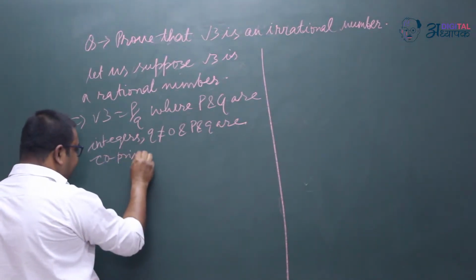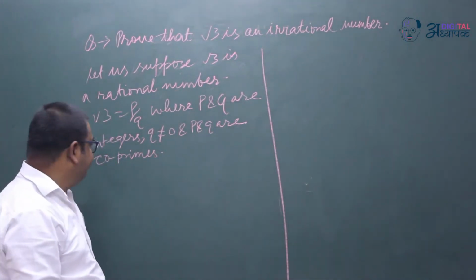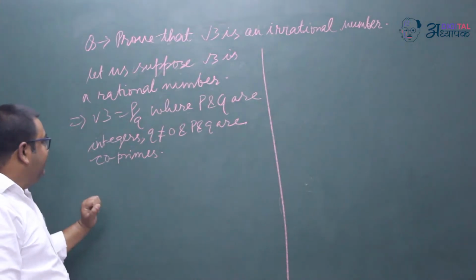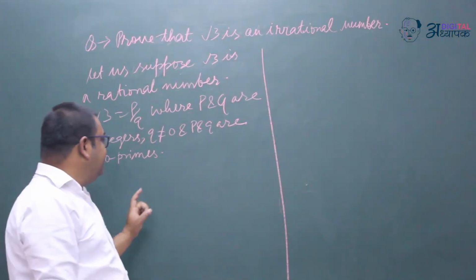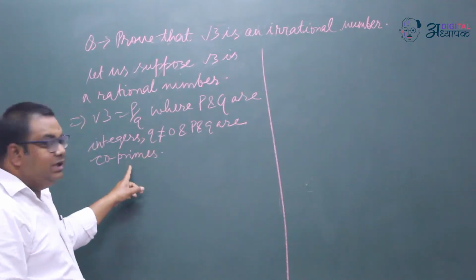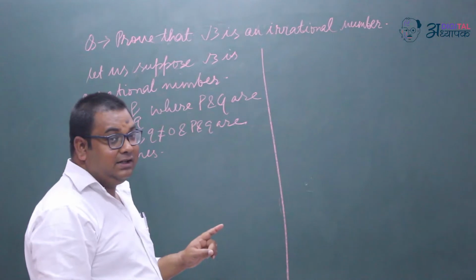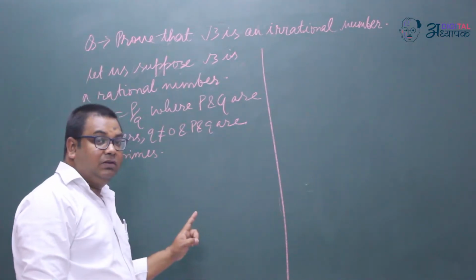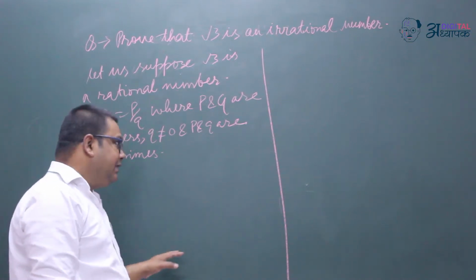Now students, you must have read about this definition in your previous class, that is class 9. A rational number is defined as it must be in the form P upon Q, where P and Q are integers, Q not equal to 0, and P and Q are co-primes. That means P and Q should not have any factor other than one common. मतलब P और Q के बीच में 1 के अलावा और कोई common factor नहीं होना चाहिए.